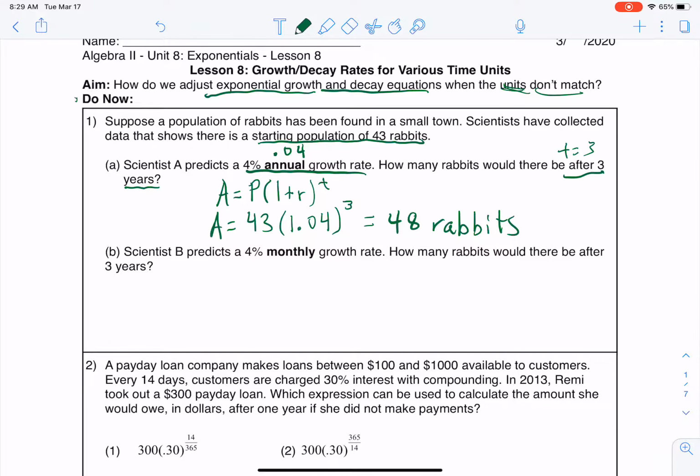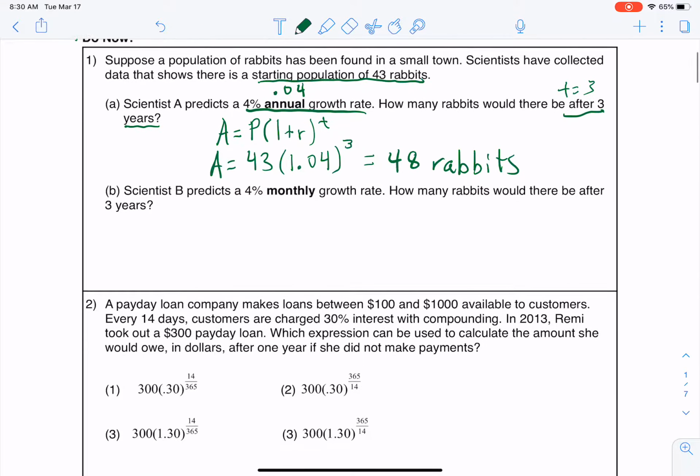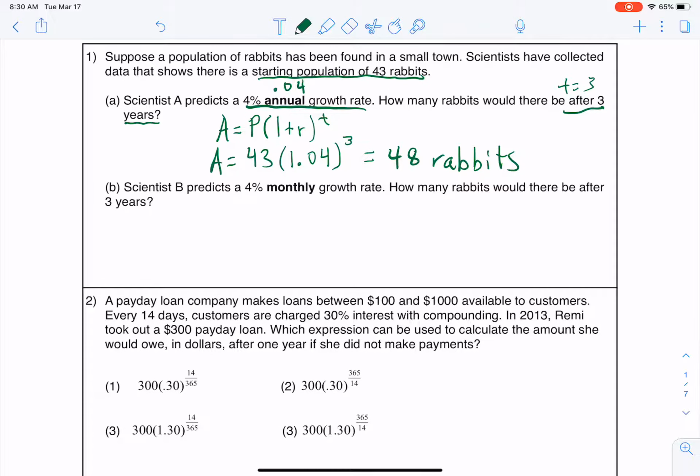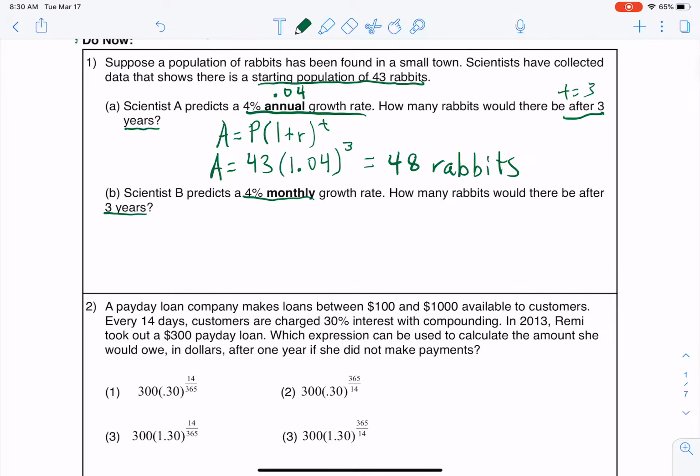Let's look at part B then. Scientist B predicts a monthly growth rate. How many rabbits would there be after 3 years? In your eyes, what is the difference between part A and part B? You should have said that in A, we're dealing with an annual growth rate, and in B, we're given a monthly growth rate. The equation is going to be the same, though, the standard exponential model.